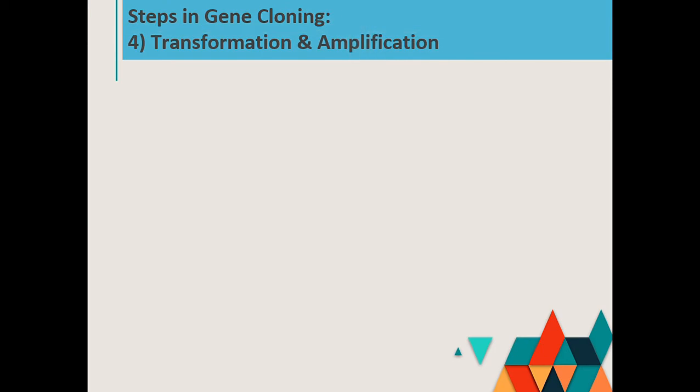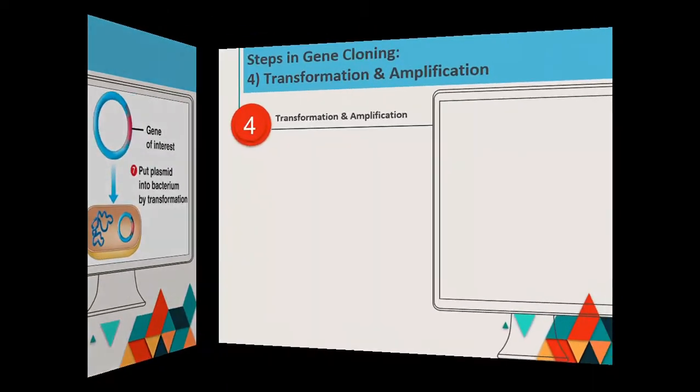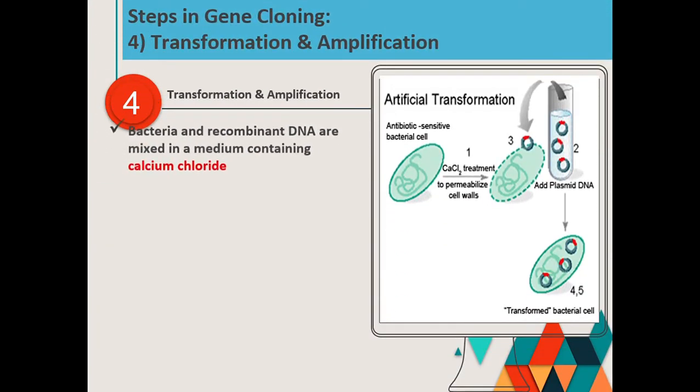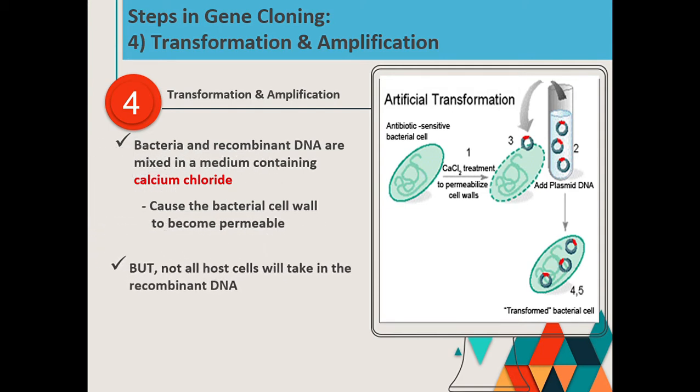The fourth step is transformation and amplification. In this step the host cells, that is bacteria, will take up recombinant DNA after being introduced to it. Bacteria and recombinant DNA are mixed in a medium containing calcium chloride. This calcium chloride will cause the bacterial cell wall to become permeable. But, not all host cells will take in the recombinant DNA. Only a small proportion of bacteria will be transformed.